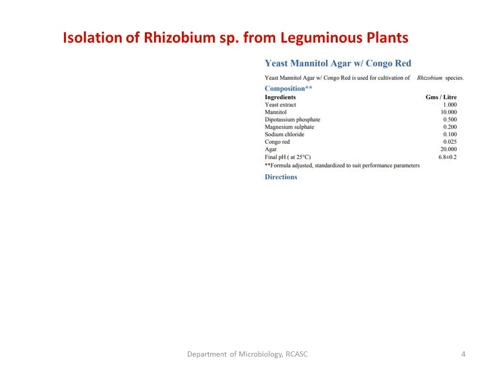These are some of the ingredients of YEMA which you have to remember. The important ingredients are mannitol and Congo red. Mannitol serves as a carbon source, and the Congo red helps in differentiating Agrobacterium from rhizobium. So how to isolate? The first step is collection of healthy root nodules from leguminous plants.